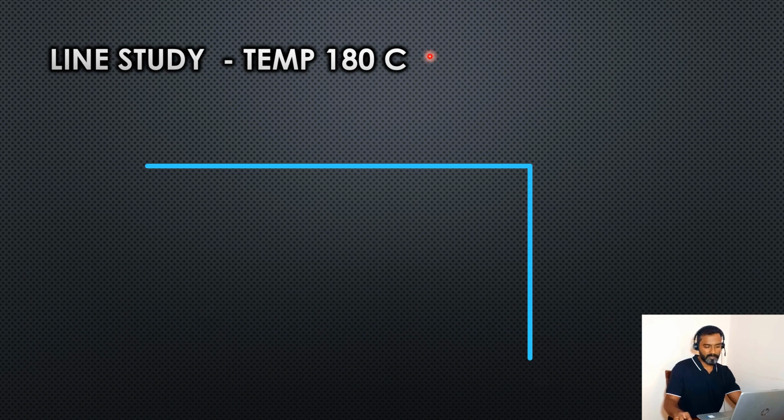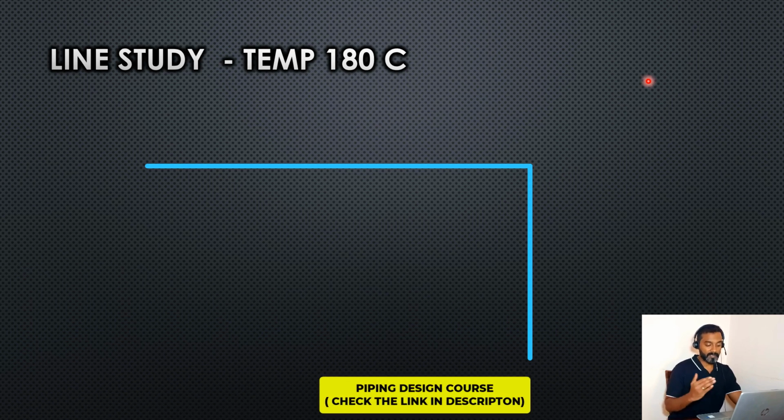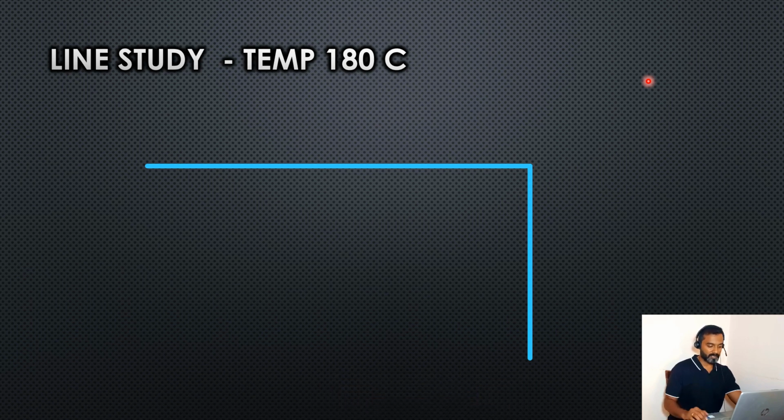Let's imagine the temperature of the line is 180 degrees. So what do you think the expansion of the line is going to be? How will the pipe move during the thermal expansion? Let me show you now. This is how the pipe will move. The pipe will not move in a linear way. So here you cannot imagine the pipe will move in a straight line.